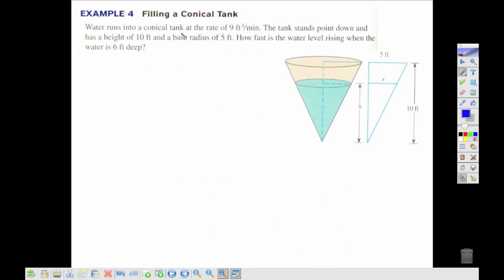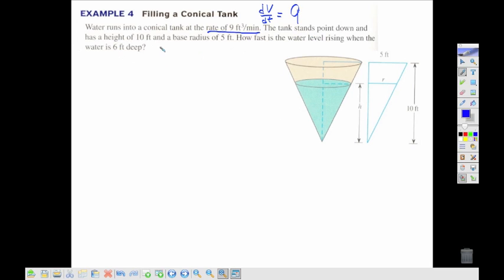So in this problem, we have water running into the conical tank at this rate. Notice that's a change in volume, so we'll start by writing that as a change in volume with respect to time. It's going into the tank, so it's going to be a positive value.